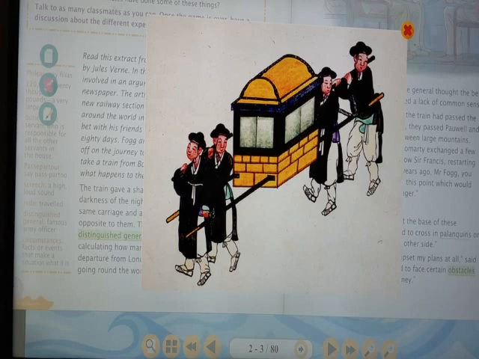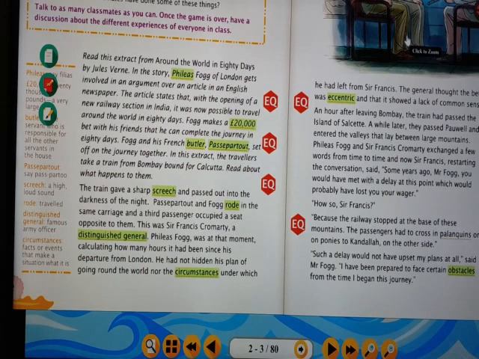Sarojini Naidu has written a beautiful poem on palanquin bearers. If you get a chance, please read the poem. Okay. They have to use palanquins or ponies. You know what is a pony, right?